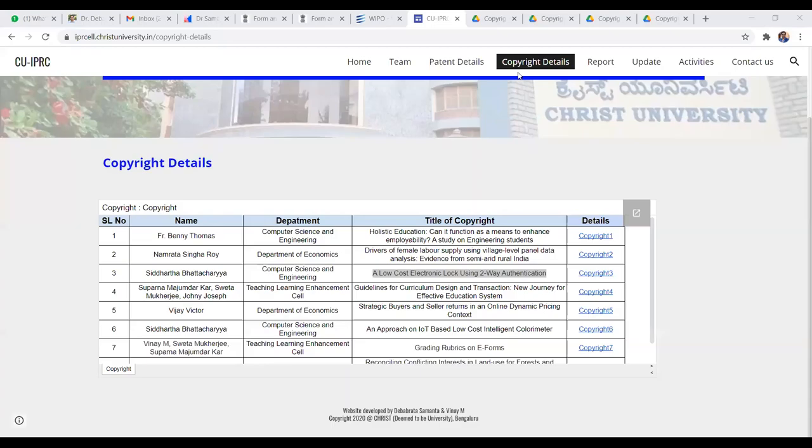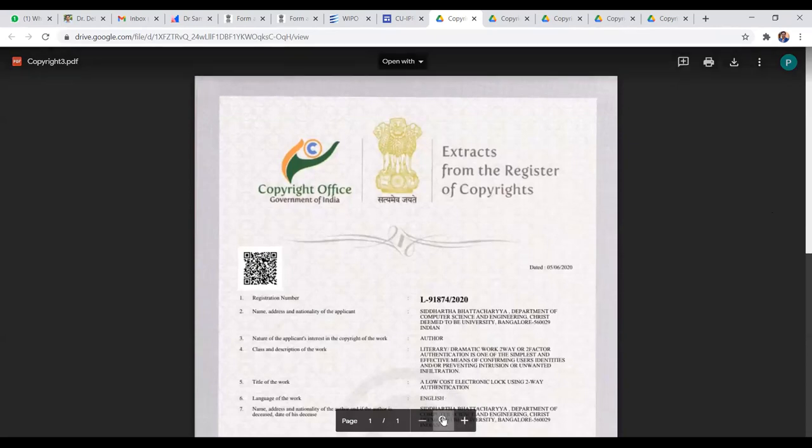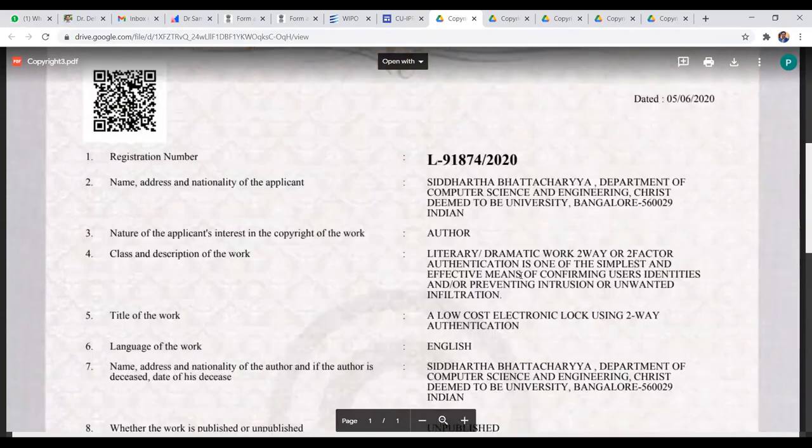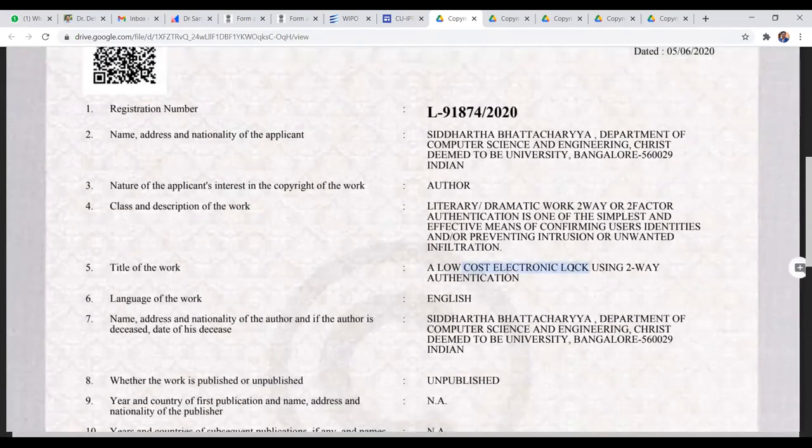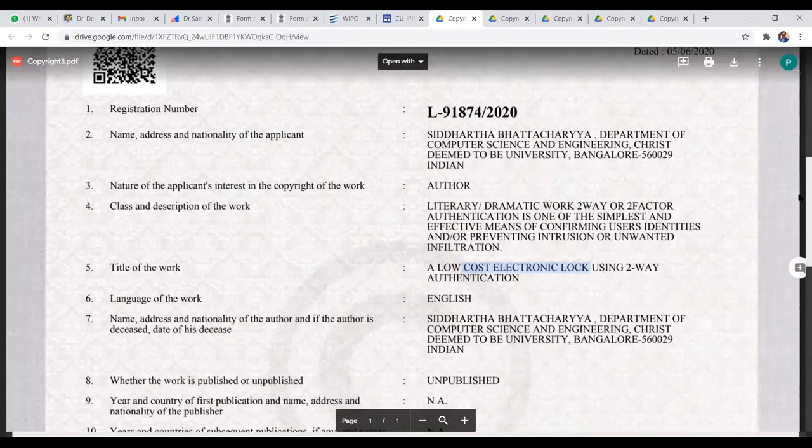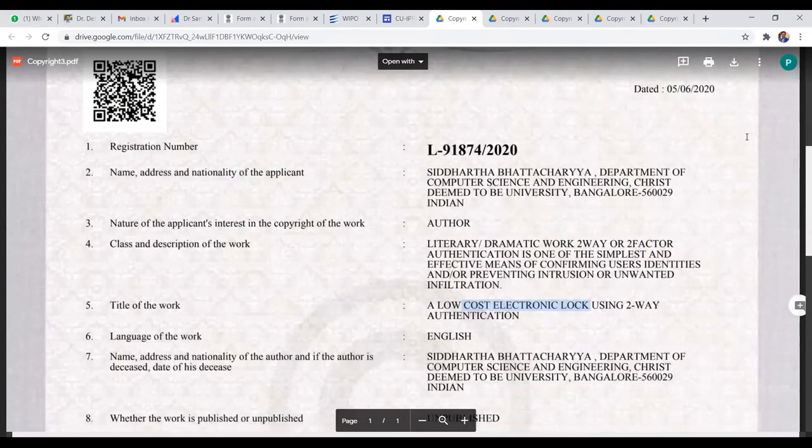I'll give an answer with proof. Is my screen visible? Yes, now it's visible. One computer science faculty started research to create an electronic lock. The product was already ready, but we told him please don't go for a patent directly. First, for the concept we applied for copyright, and it was approved. They gave some modification regarding health issues and social impact. This is basically a low-cost electronic lock. Before going for the patent, I told him to go for copyright. It's approved. This month we applied for a design patent, not the product patent.